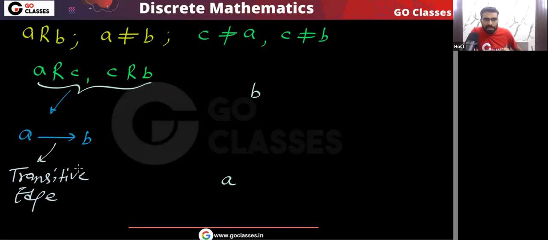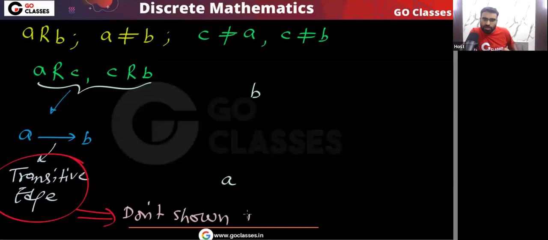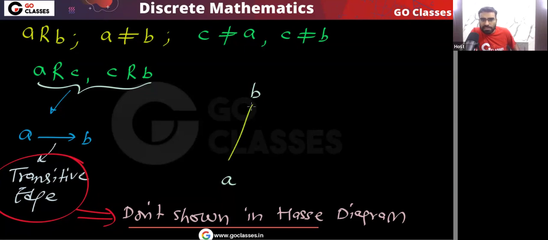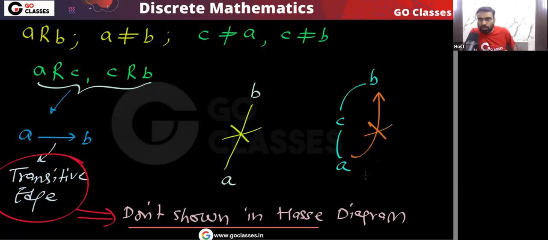Remember, in the Hasse diagram, we don't show transitive edges. Is this question clear to everyone? What is this question asking? This type of theoretical question they can ask you. So remember, this edge will not be present in the Hasse diagram, because you can see that A is related to C, C is related to B. So this transitive edge we do not show. I hope you understood.